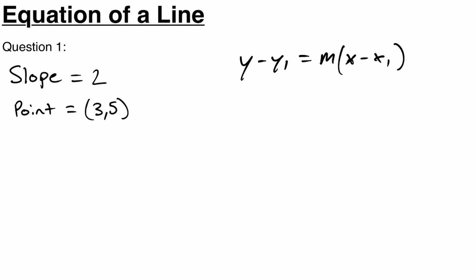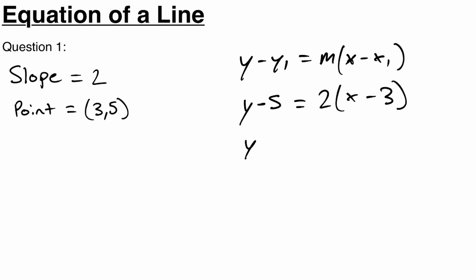And now that we have that, let's substitute in. So y minus our y value of 5 is going to be equal to m, or our slope of 2, times x minus x1, or our x value of 3. And now we can distribute the 2 into the brackets.